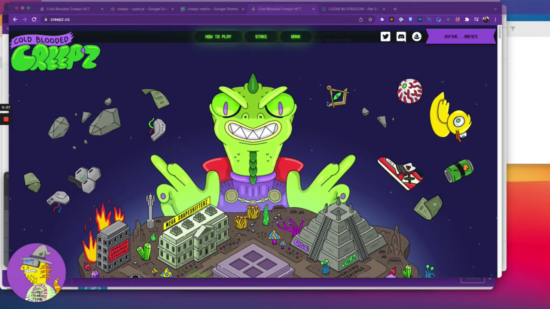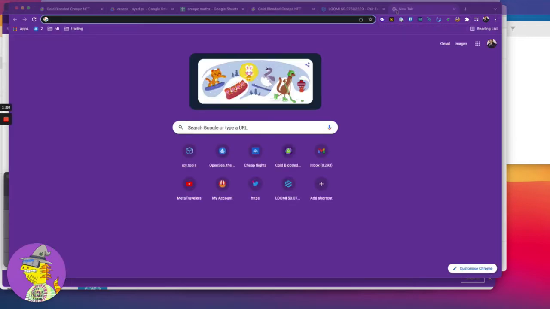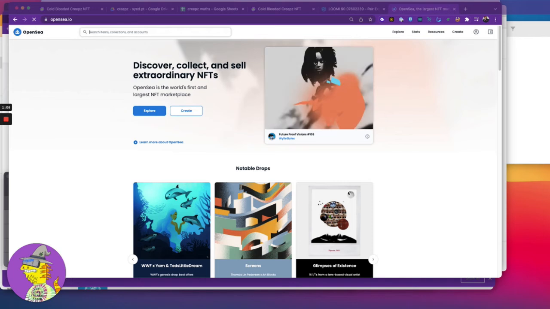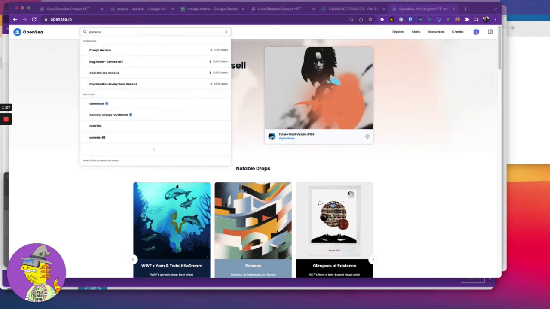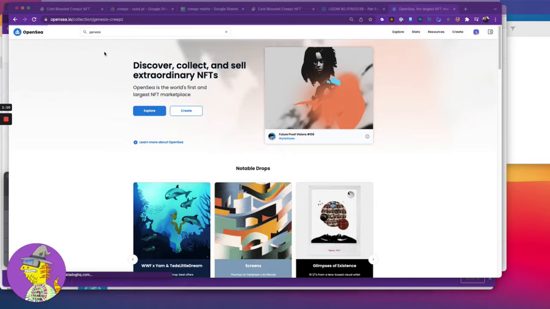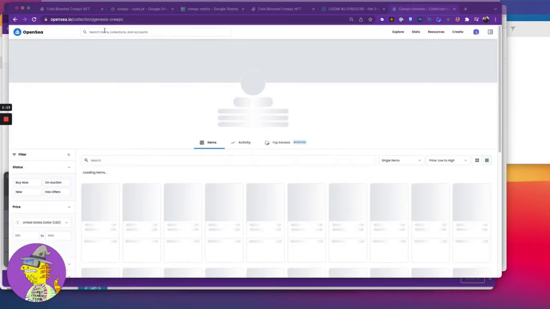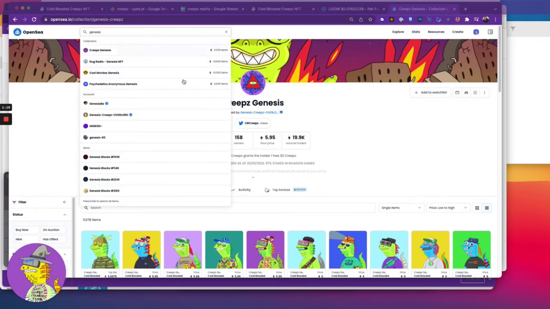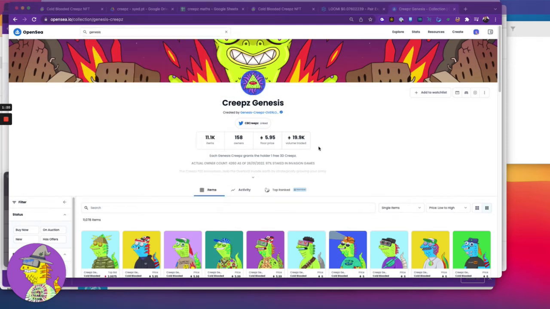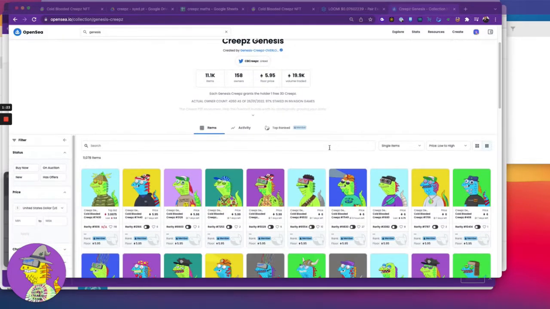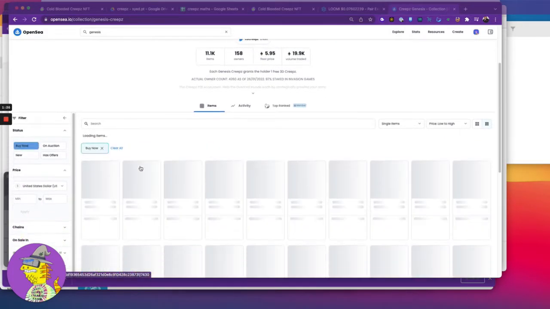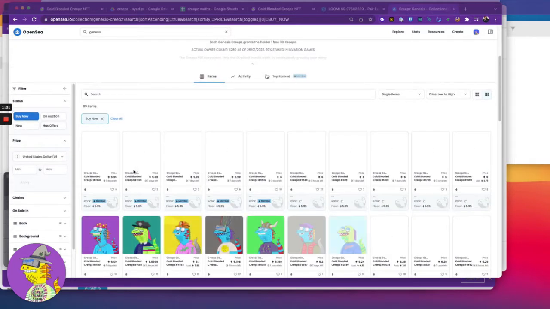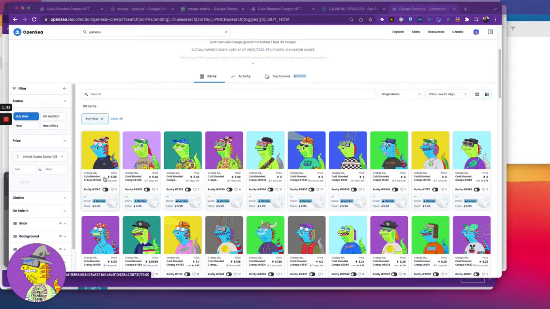Okay, so let's start off with the first token we usually need on the Creepz ecosystem, which is the Genesis. If we head over to OpenSea and look at the Genesis token, Creepz Genesis is the first one on the list. What's this other Genesis? That would be interesting. Okay, so it's 5.95 to get in. If you click on buy now, it's 5.95 for a blue Creepz.